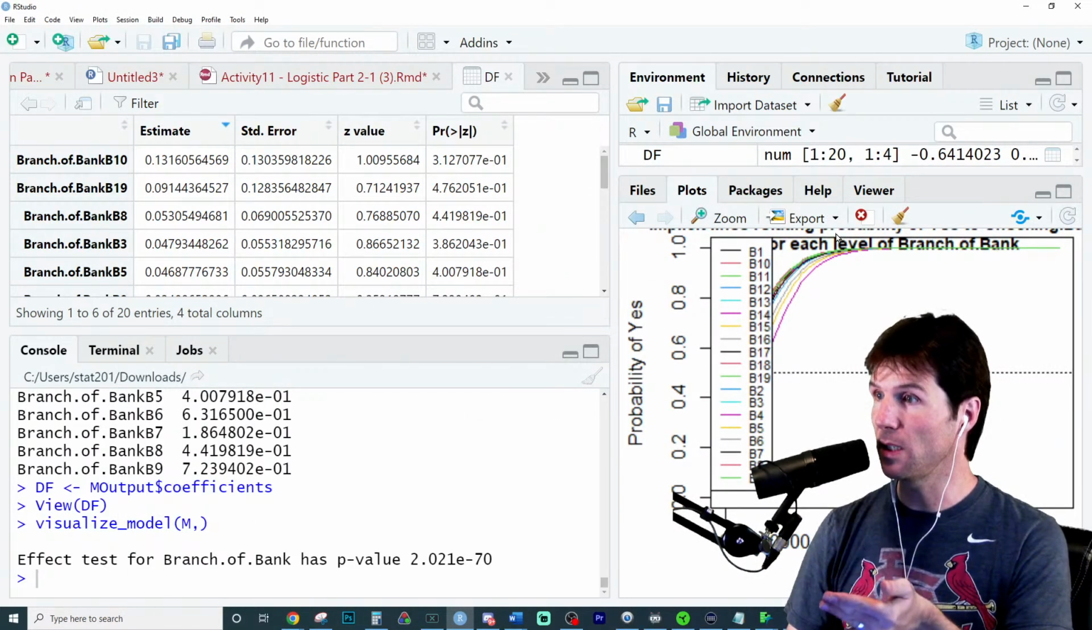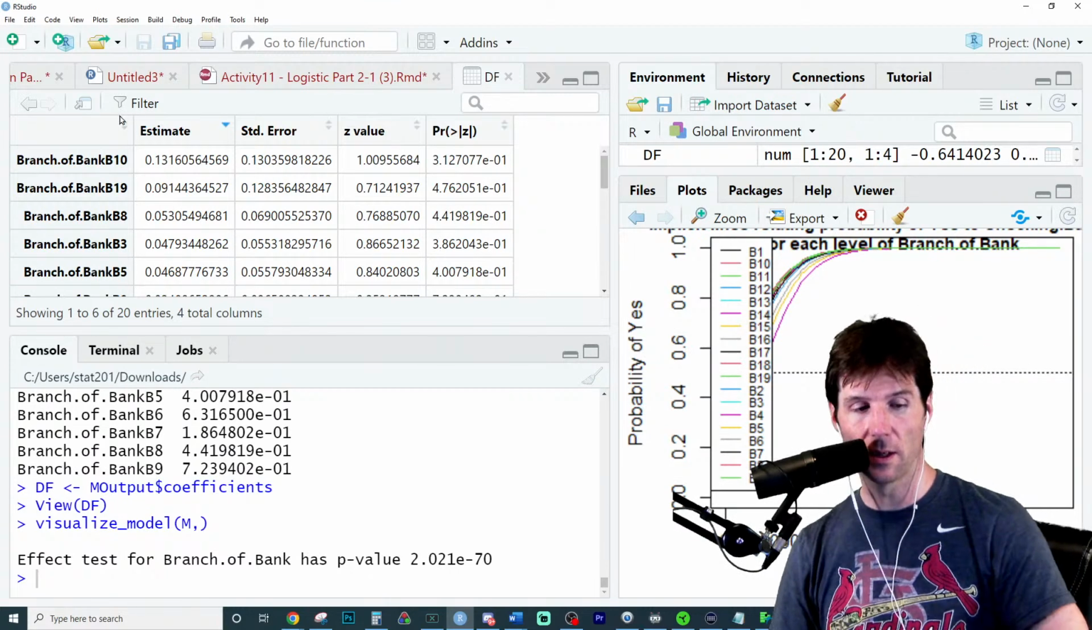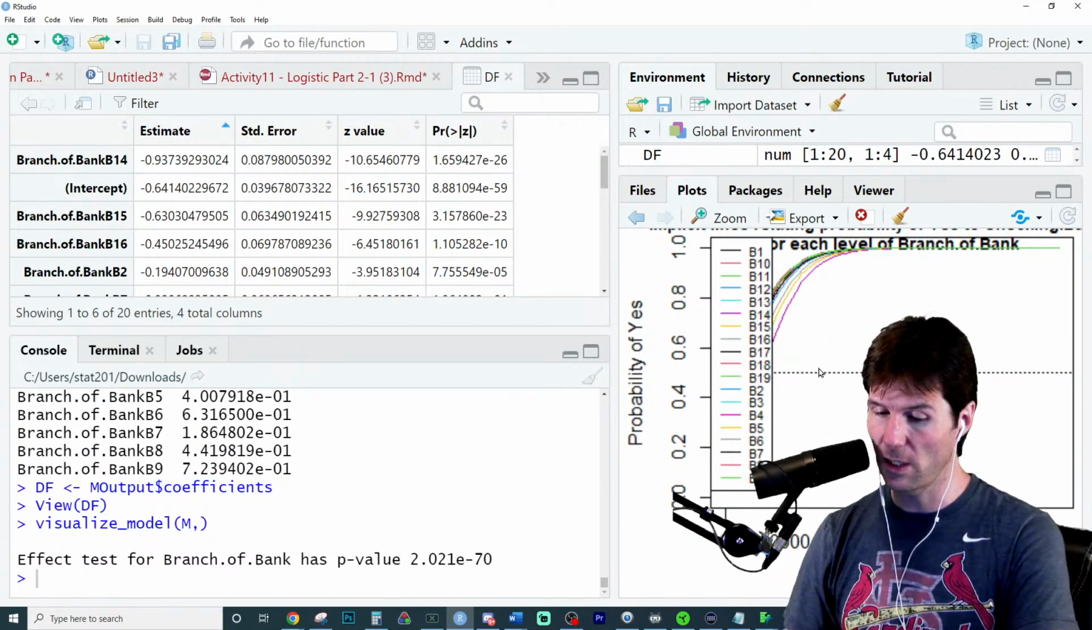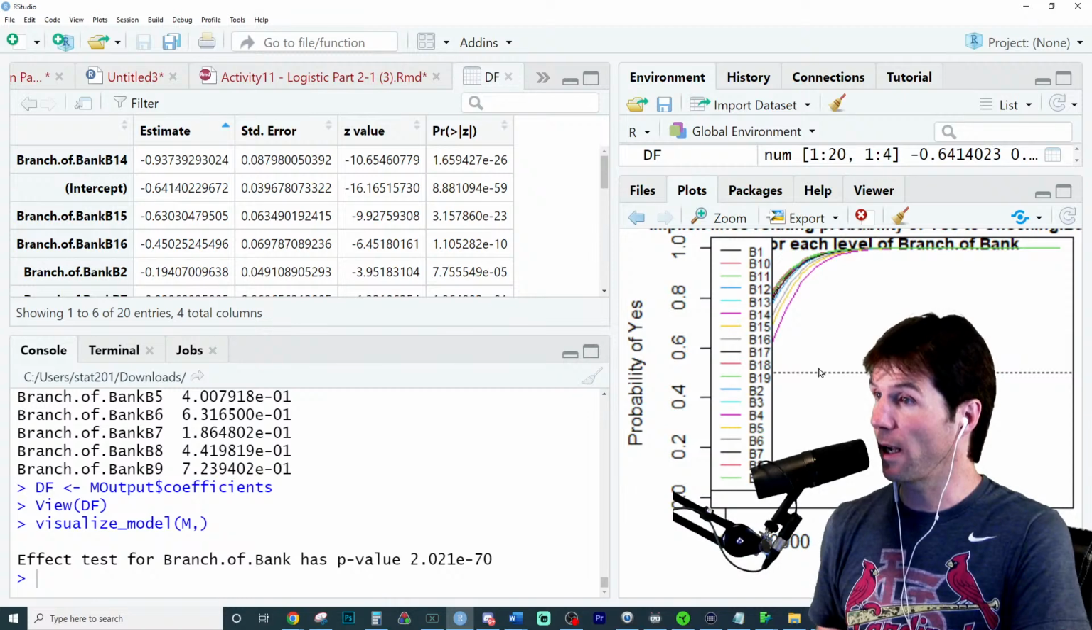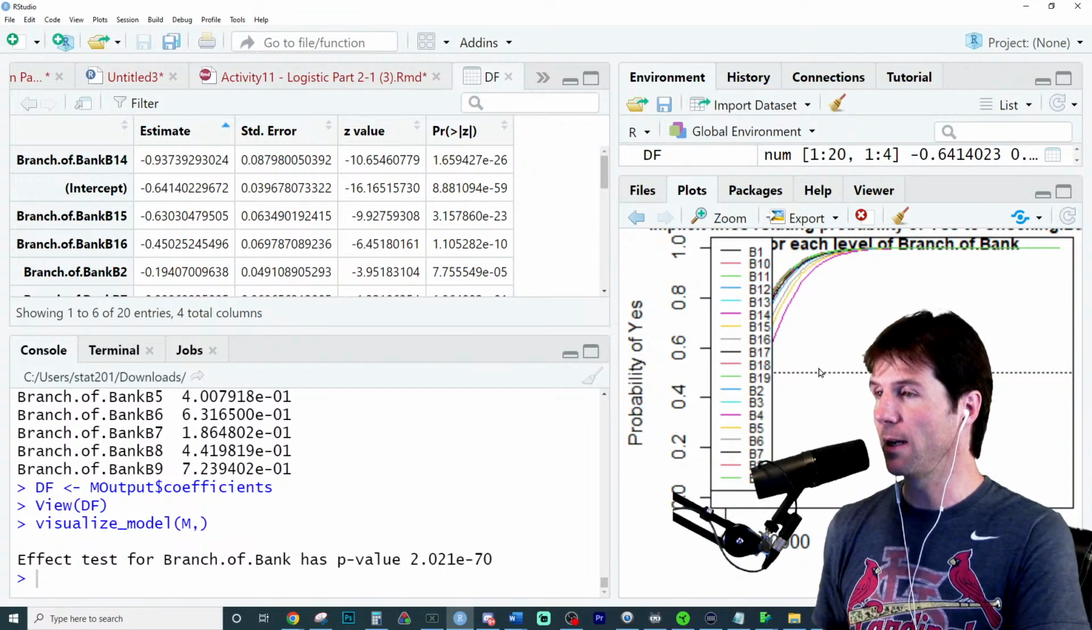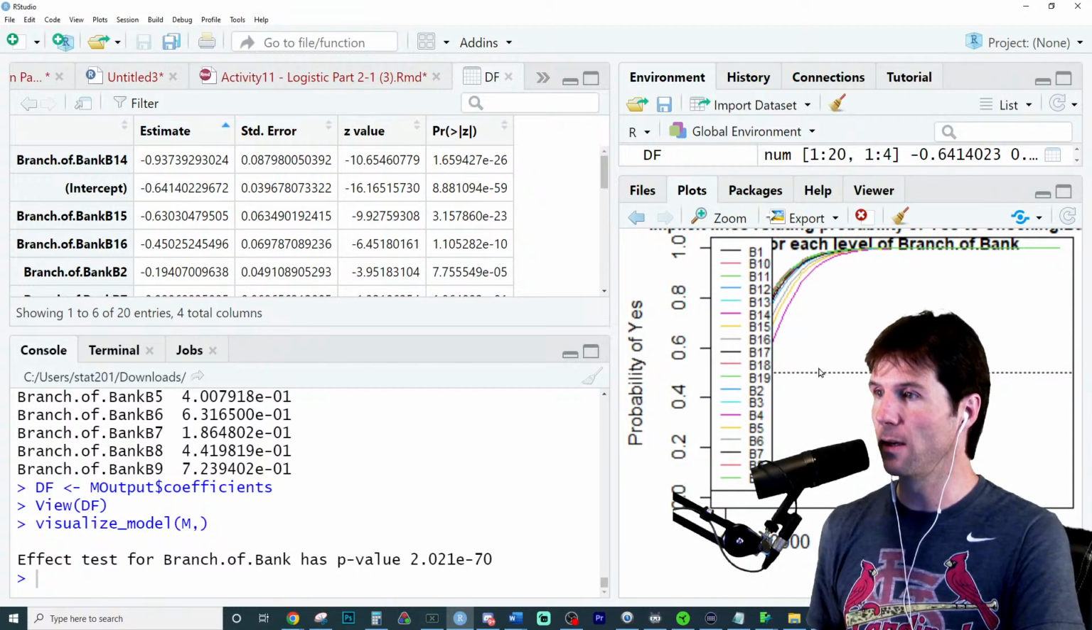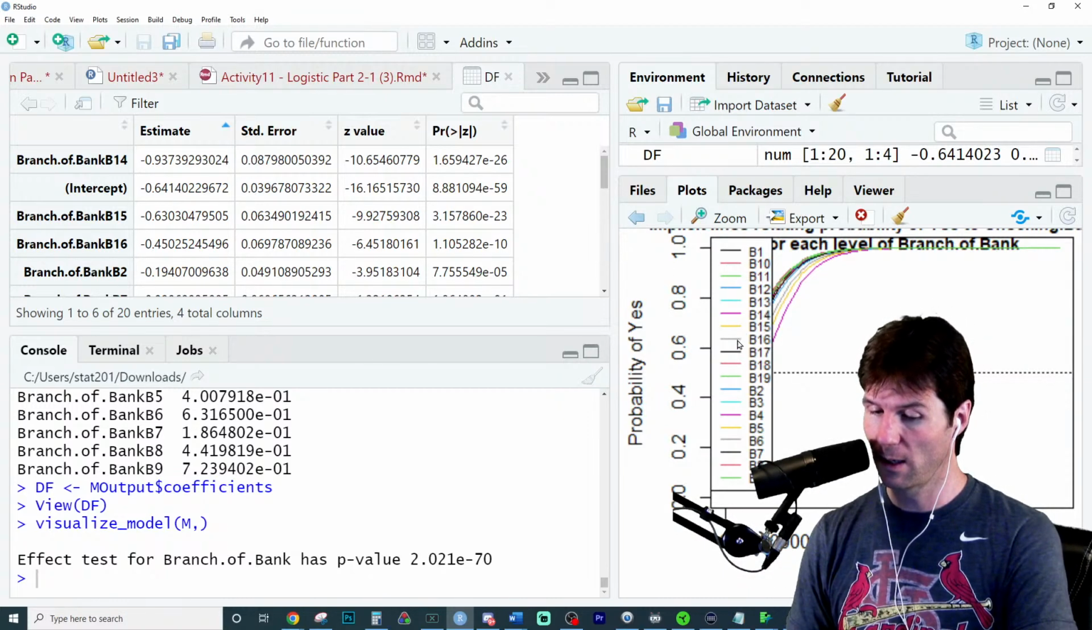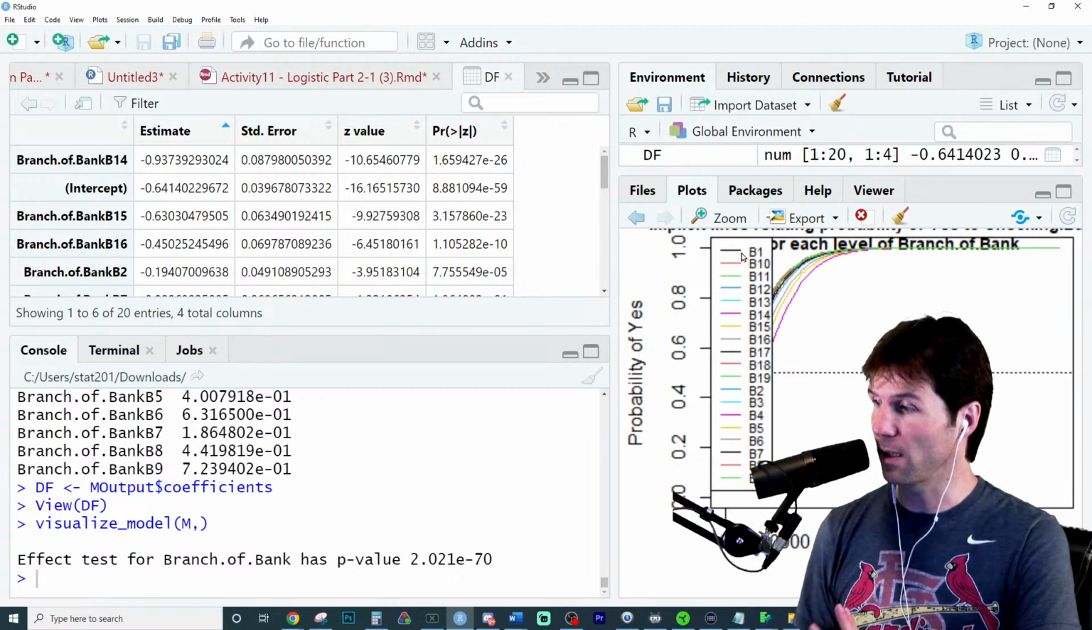So people at branch B10 would have the most likely probability of purchasing, where people at branch B14 would have the least likely probability of purchasing. And you could say they're less likely than people at branch 1 because that's the reference level, which is the black line. I got extra black lines here, but the reference level is where the black line starts.